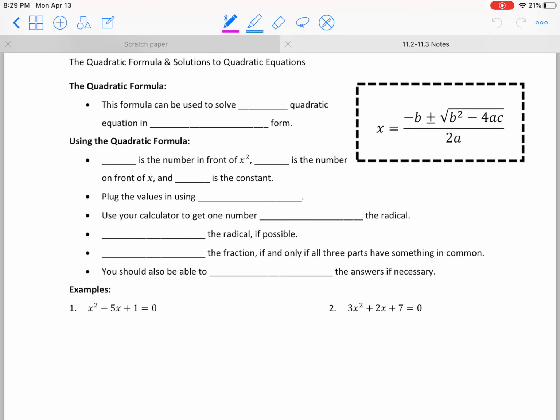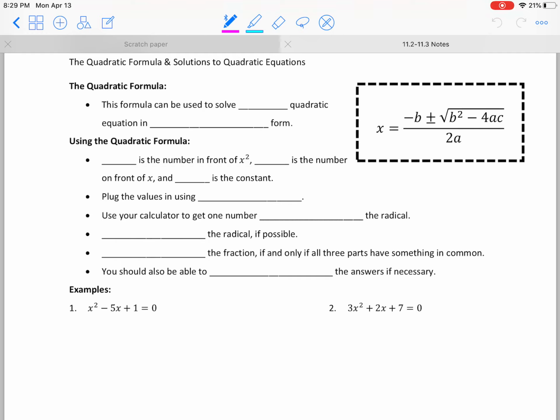Welcome back. Today we are looking at our final method for solving quadratic equations, and then we're going to take some time to look at the solutions to our quadratics. So just to recap, last time we reviewed how to solve quadratics by factoring. Now remember, that's only doable if our equation is factorable.